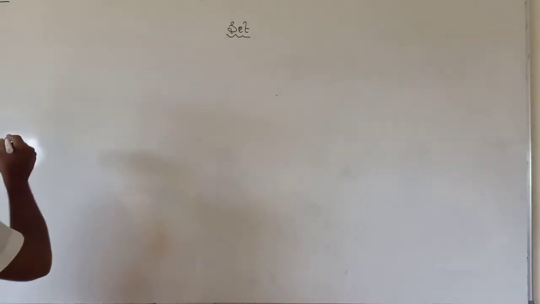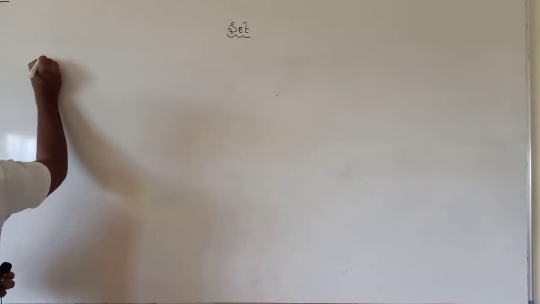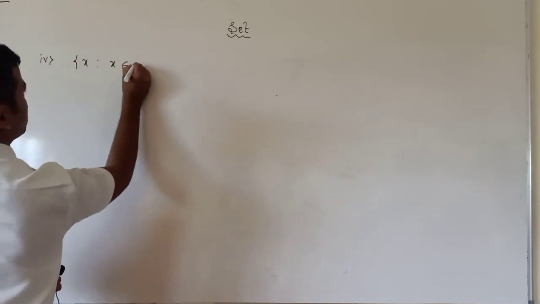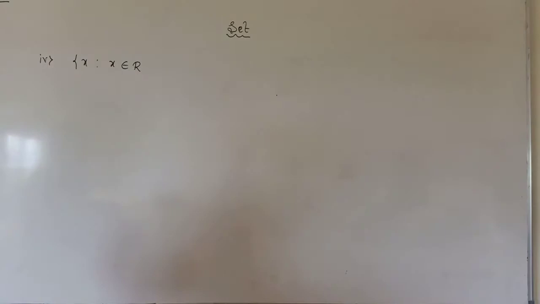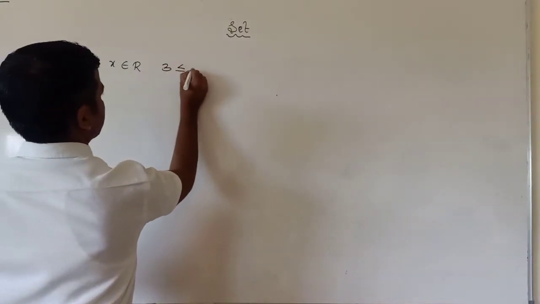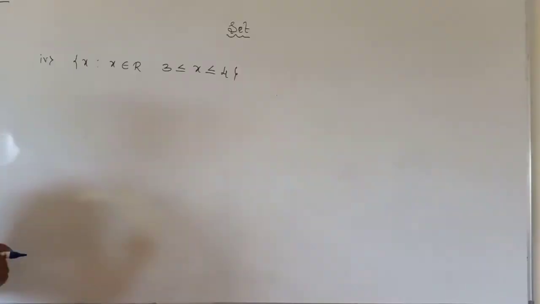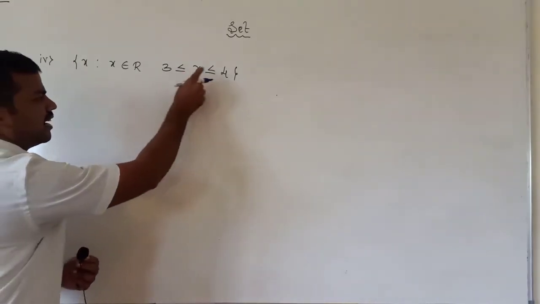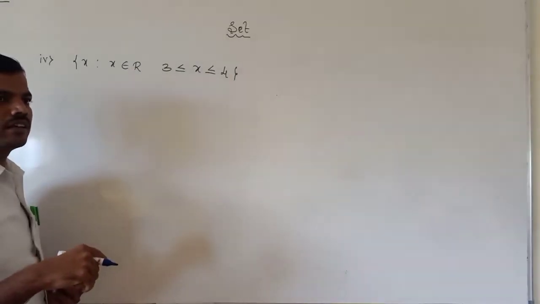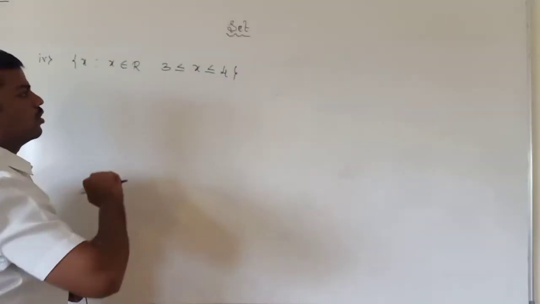So next we come to the fourth problem, fourth example, that is the collection of x such that x belongs to the real numbers, 3 to 4. So 3 is included and 4 is also included. So what we have to collect is all the real numbers between 3 and 4, including 3 and 4. That is called a closed interval.